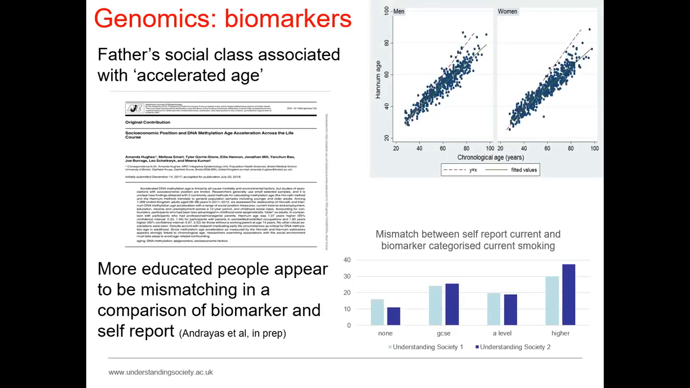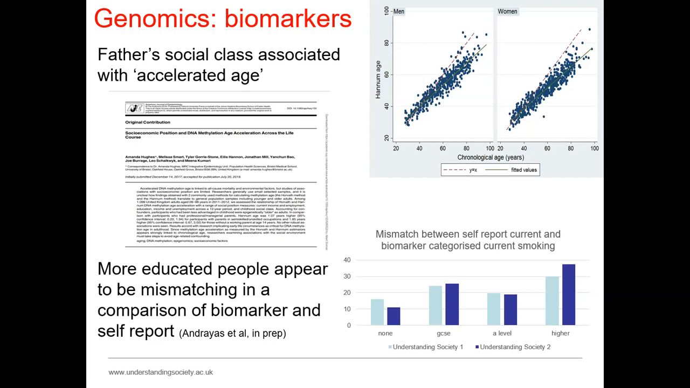We have the age biomarkers in Understanding Society, and we're making those available. We're going to deposit those in the archive soon. We looked to see if Steve Horvath's biomarker of aging and another one, the Hannum biomarker of aging, were actually associated with age in our data set. You can see in the graphs at the top that they are associated with age in our data set, but not in a parallel way.